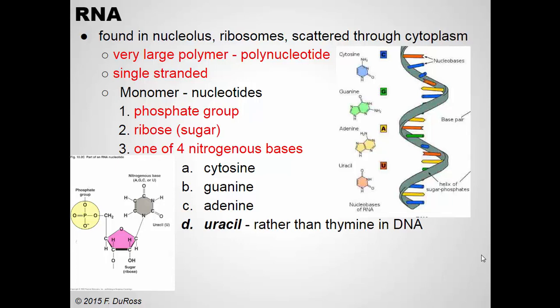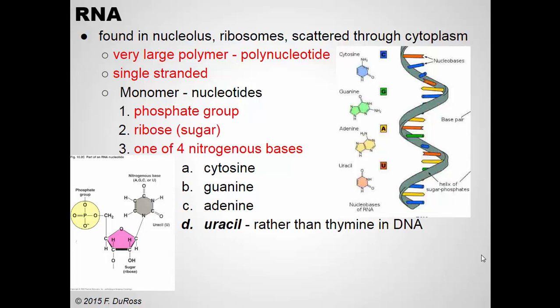So RNA is also a nucleic acid, so it's similar to DNA in some ways, but also has some differences. It's still made of repeating nucleotides. That's the monomer for this large polymer molecule. However, RNA only has one strand. DNA was a double-stranded molecule.